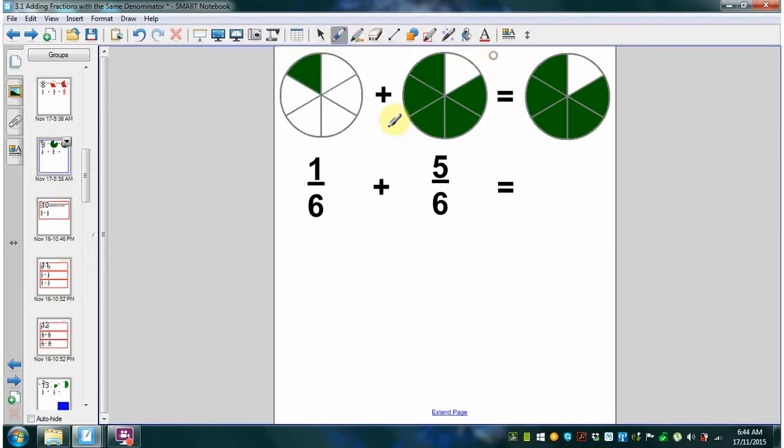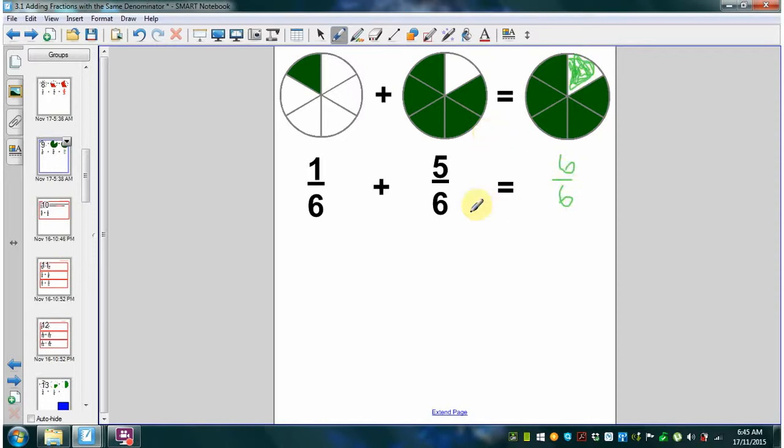The green marker. Now we have 1 shaded piece out of 6. And then we have 5 shaded pieces out of 6. So we're going to add those together now. So I've just copied over this one. And we're going to add this 1 shaded piece into the top. So we shade this piece in here. We actually have how many pieces shaded? We have 1, 2, 3, 4, 5, 6. We have 6 pieces shaded out of 6 possible pieces.